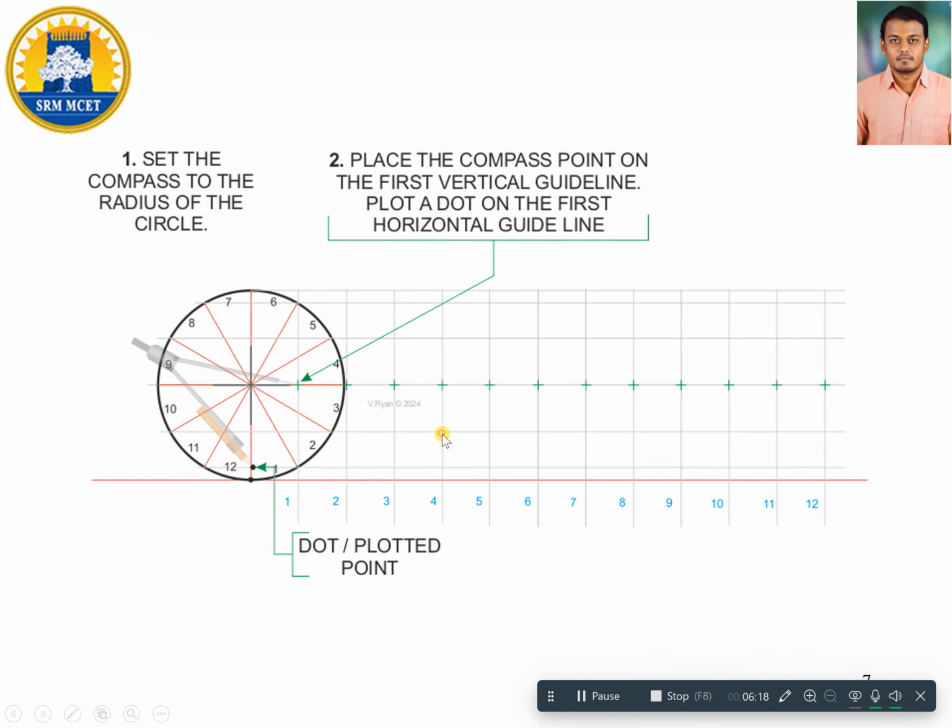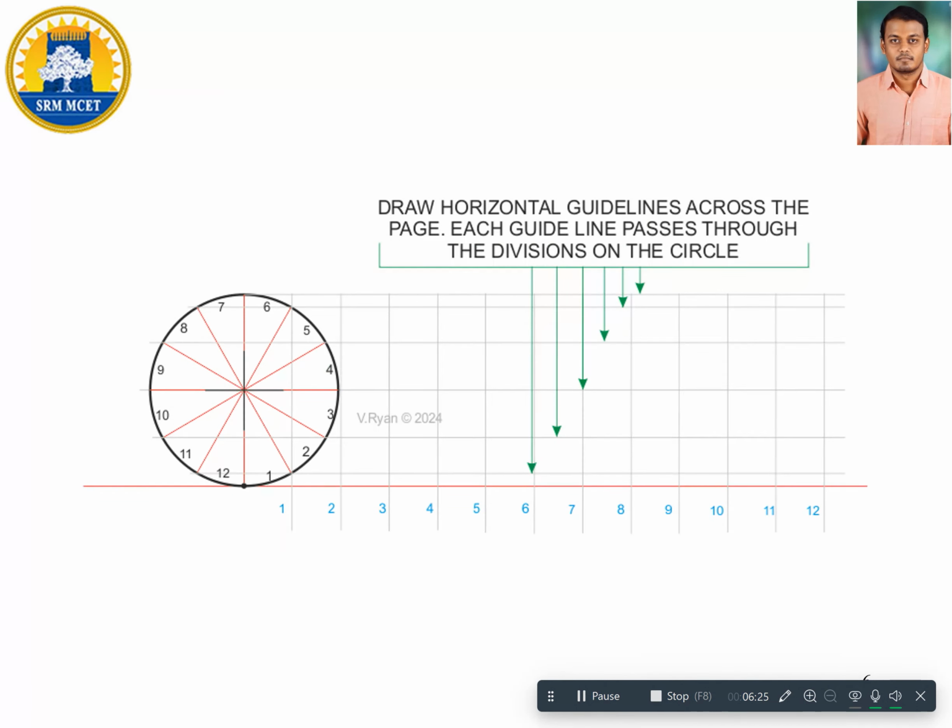Ensure that all these parallel lines are straight and parallel to the baseline. If they are not parallel, it will be very difficult for us to develop the cycloidal curve, because it will generate some error. So it is very important to draw all these lines parallel to the baseline.